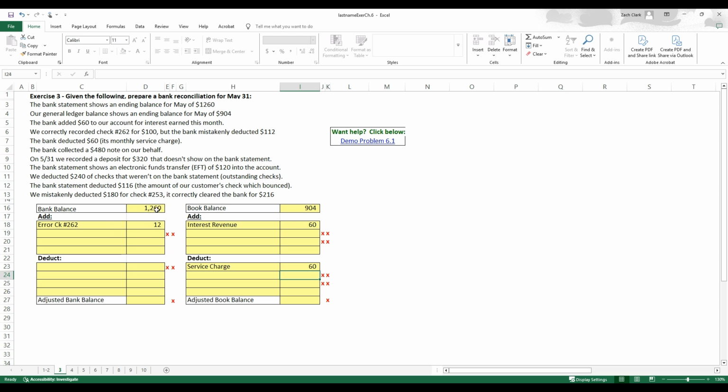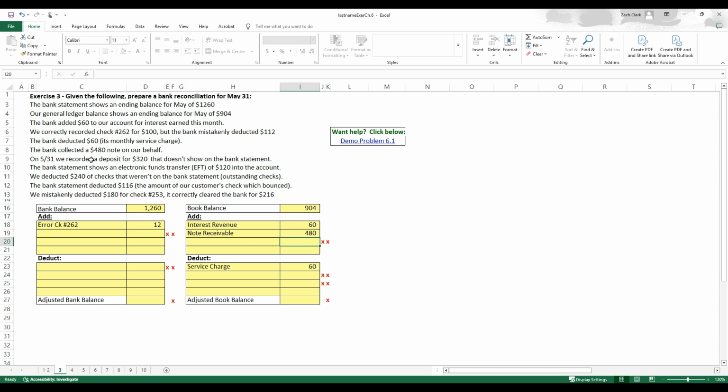So again, the bank balance correctly includes that cash. We need to add that amount into our cash account because it was not in our books. We're going to have to do a journal entry for these, and we're going to say, where is that? We $480 note receivable. So we'll go with note receivable $480.